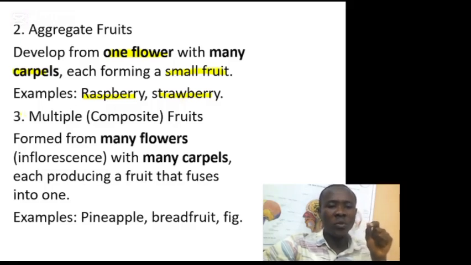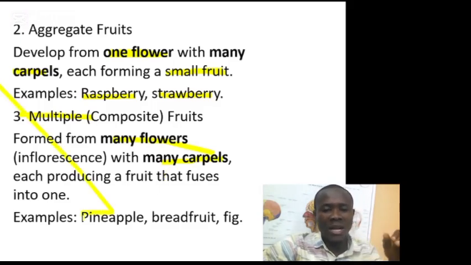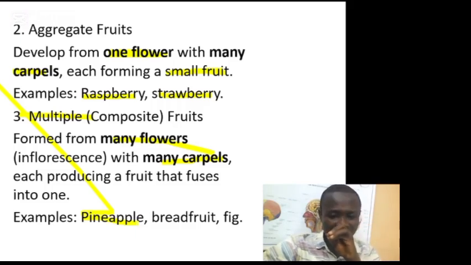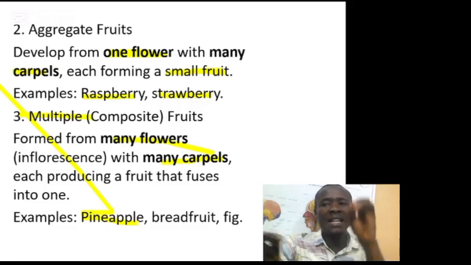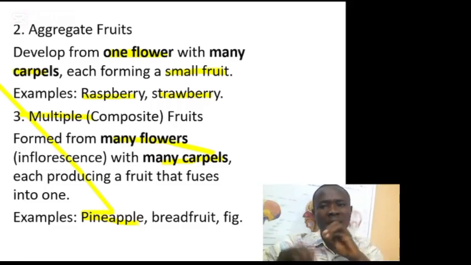And we have multiple fruit. As I said, they are coming from multiple flowers with multiple carpels, each producing a fruit that fuses into one, like we have in pineapple. Each of those things you see, which we call the eye, each of them is a flower. And those flowers are being fused together.